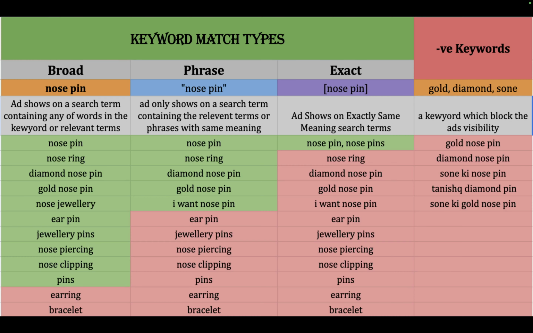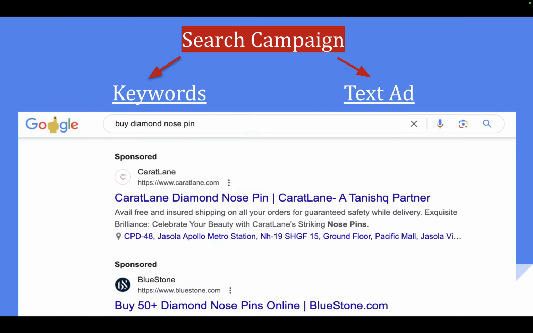So maybe if it's no spin in broad match, then this single keyword no spin can show the ads on n number of searches, on hundreds of searches. And you really have to control how exactly you want to show the ad to the right or relevant audience. Otherwise, you'll keep on getting the traffic on the website, but they will hardly be buying any product for you.